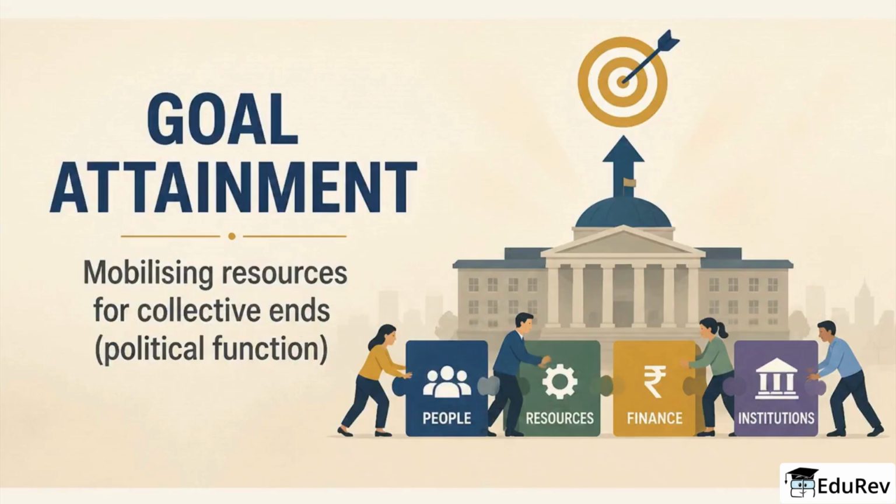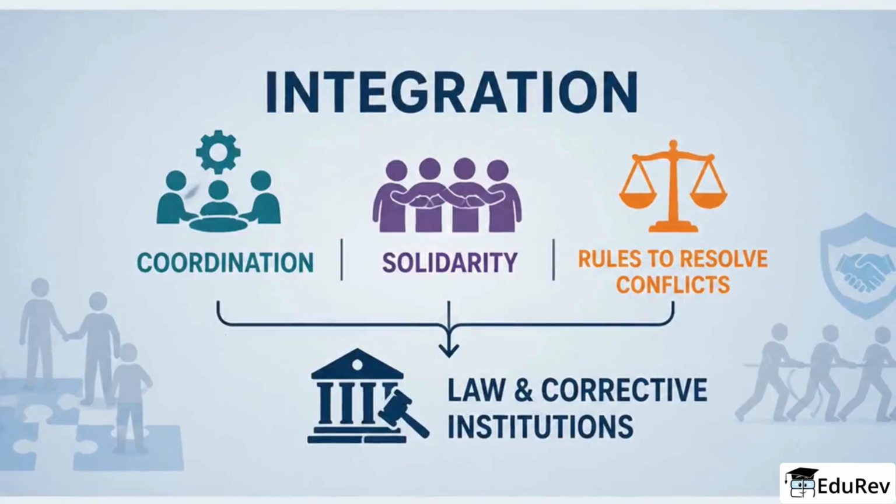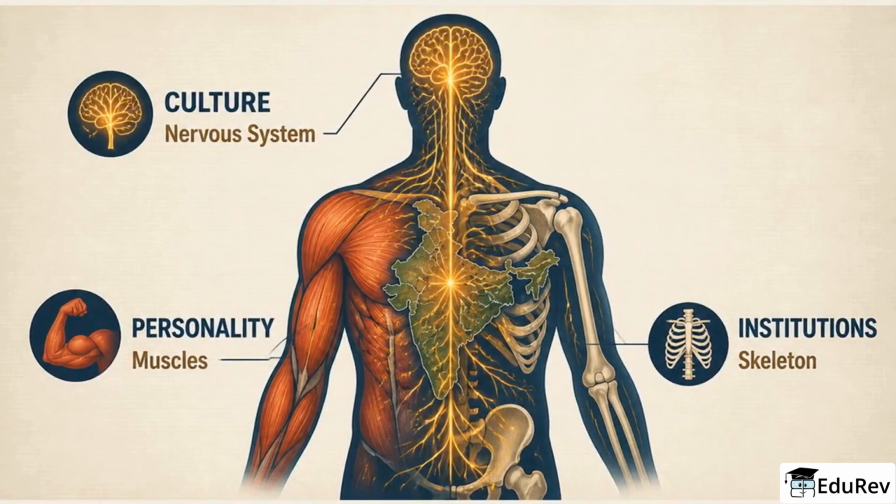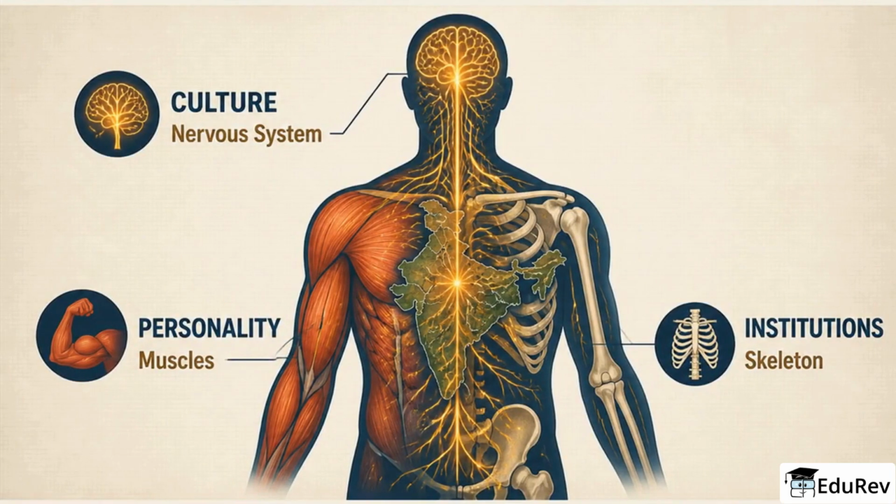Goal attainment refers to mobilizing resources for collective ends, usually a political function or state apparatus. Integration secures coordination, solidarity, and rules to resolve conflicts. This is where law and corrective institutions fit. A quick analogy: think of a country as an organism where culture is the nervous system, personality the muscles, and institutions the skeleton.